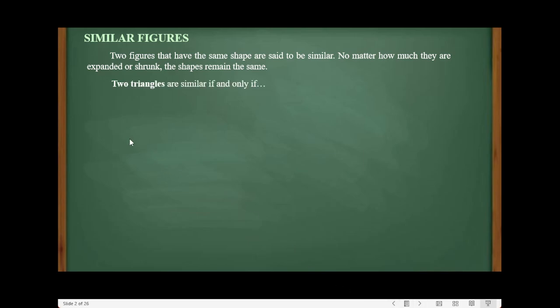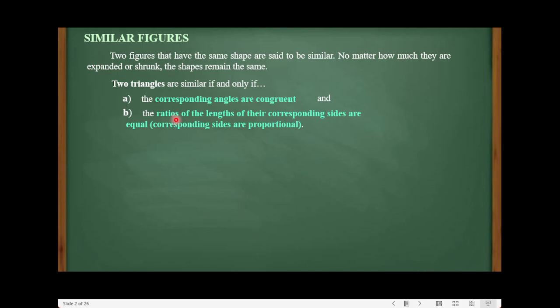Take for instance, two triangles that are similar, if and only if two requirements are met. These are the two conditions or requirements. The first one is A, their corresponding angles are congruent. And for letter B, the second one, the ratio of the lengths of their corresponding sides are equal, or corresponding sides are proportional.